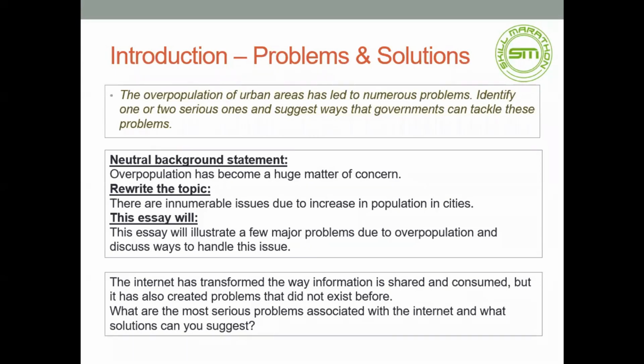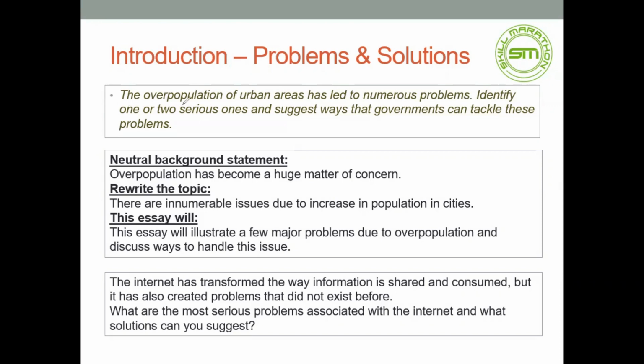Now, what is a problem and solution question type? You get a problem statement, an issue, a concern, and then you have to write either a few problems related to it or some causes related to it and give your solutions. In this case, how am I going to write an introduction? Let's take a look.